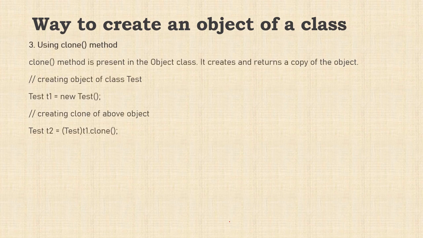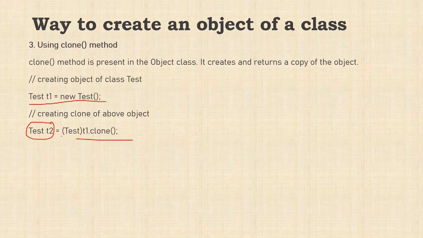With the help of clone, we can create. Clone method is present in java.lang object. It creates and returns a copy of an object. So previously in the first scenario we have created like this: test t1 is equal to new test. So if we use t1 dot clone, then we'll get a clone of the t1 object, which is t2. So like this we can make a copy of t1. Okay, so with the help of the clone method, we can create the object of any class.